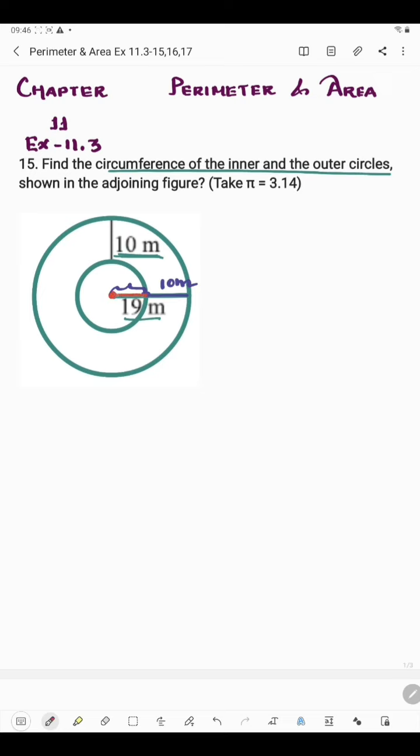Because from the center, if you draw any line segment and it touches the boundary, then it is known as the radius. So this is the radius of the inner circle, which will be denoted by small r, and this will be the radius of the outer circle, which will be denoted by capital R. So we'll write, radius of the outer circle, which will be denoted by capital R, is 19 meter.